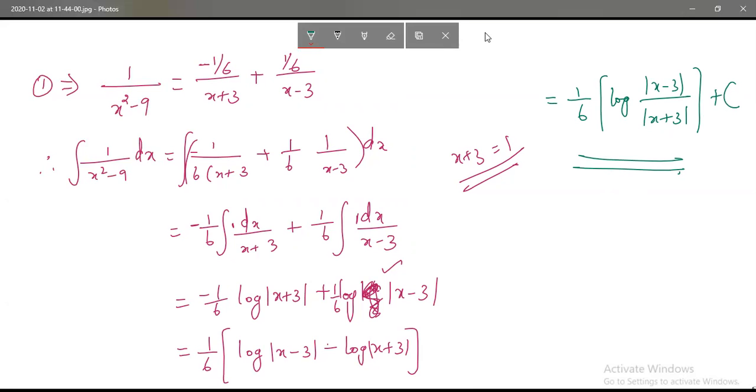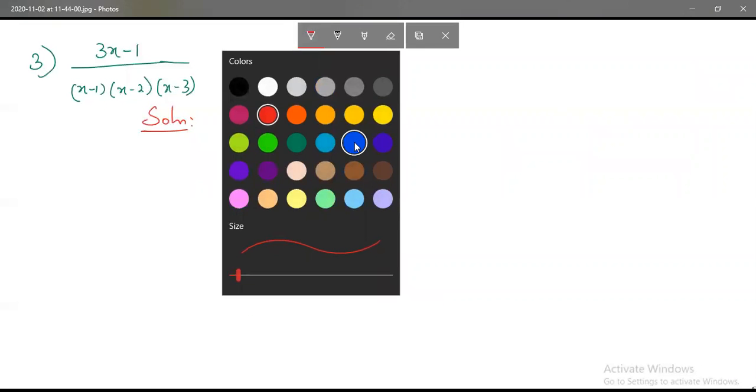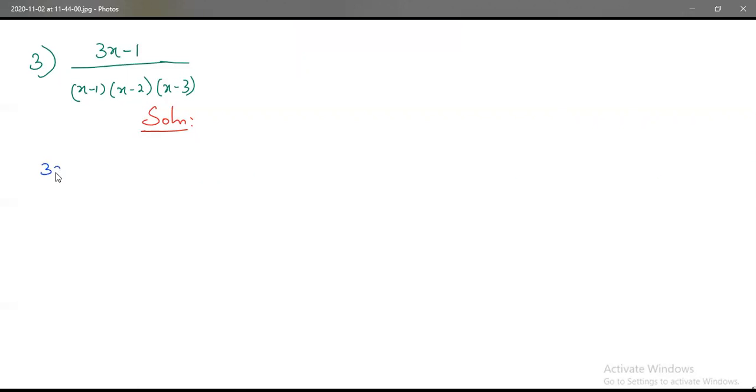So we'll move to the next question. Question number 3, which is 3x minus 1 by x minus 1, x minus 2, x minus 3. So this can be written as partial fractions.